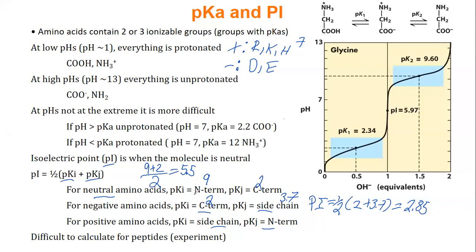For neutral amino acids, it's the N terminus and the C terminus. For negative amino acids, it's the C terminus and the side chain. For positive amino acids, it's the N terminus and the side chain. So if it's neutral, use both termini. If it's negative, use the C terminus, which is negative, plus the side chain. If it's positive, use the N terminus, which is positively charged, plus the side chain to do these calculations. So that's all this slide is really saying. Any other questions about that?